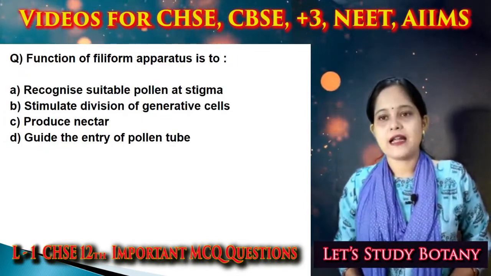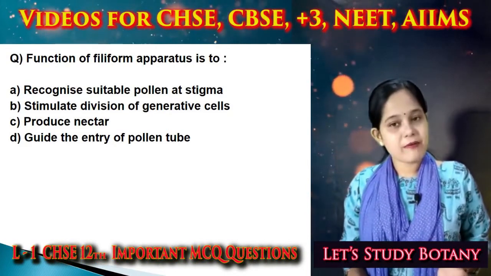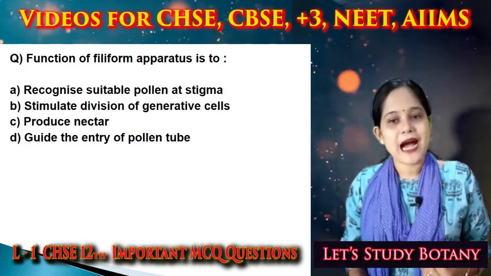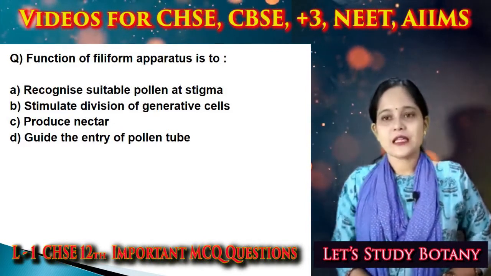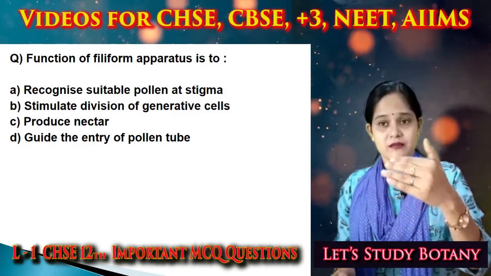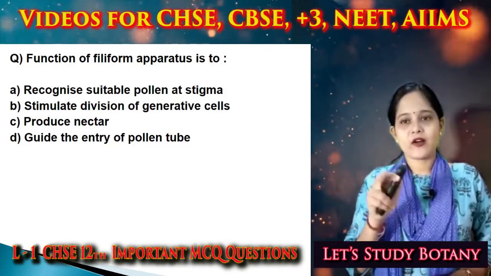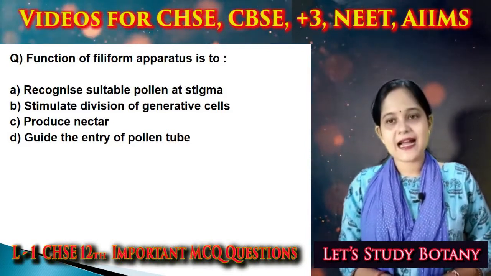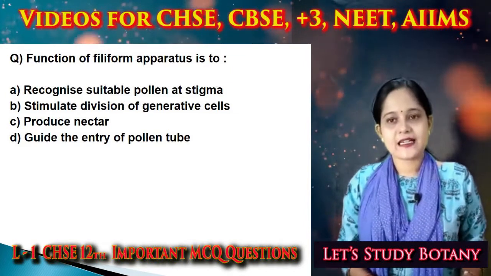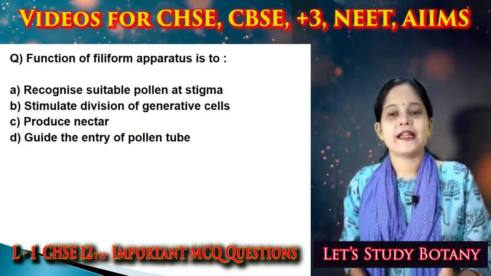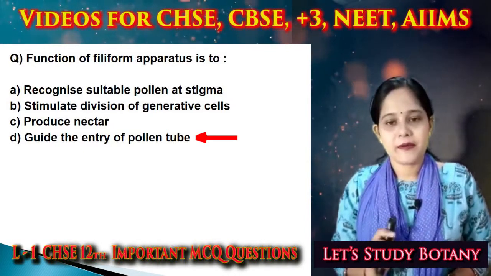The next one: function of filiform apparatus. Filiform apparatus is part of the egg apparatus. The function of the filiform apparatus is to dash. The options are recognize suitable pollen at stigma, stimulate division of generative cells, produce nectar, and the fourth one, guide the entry of pollen tube. So the correct answer is guide the entry of pollen tube.